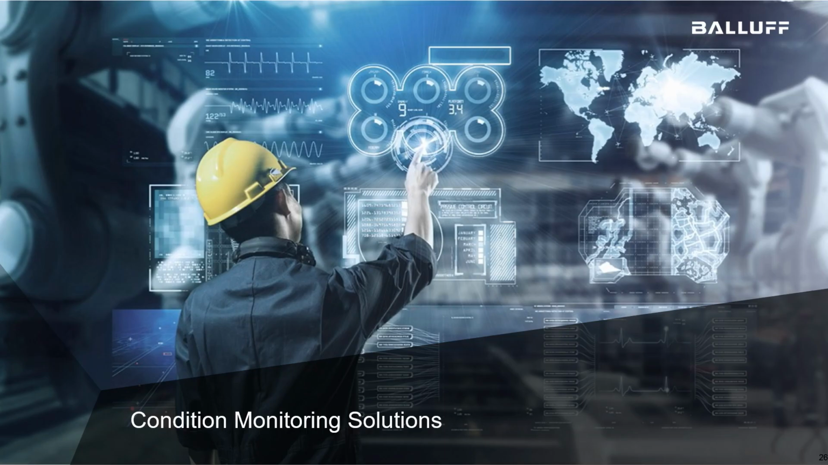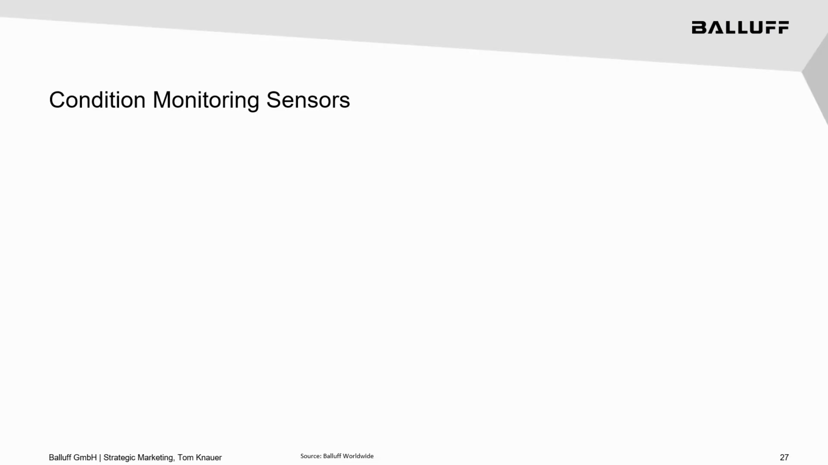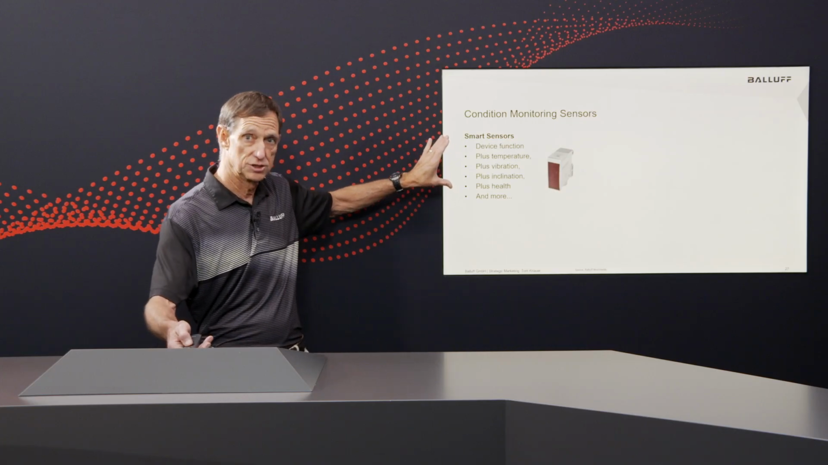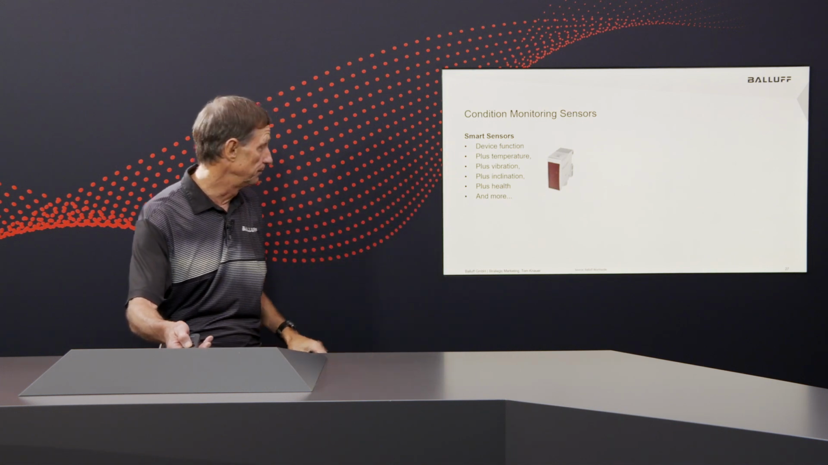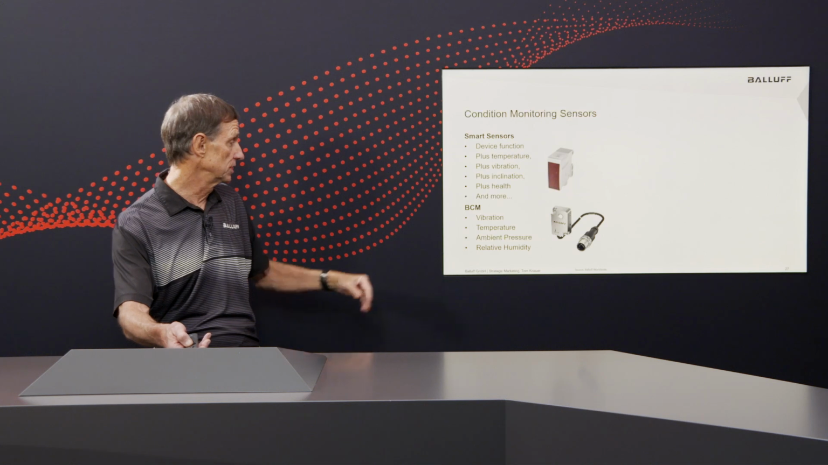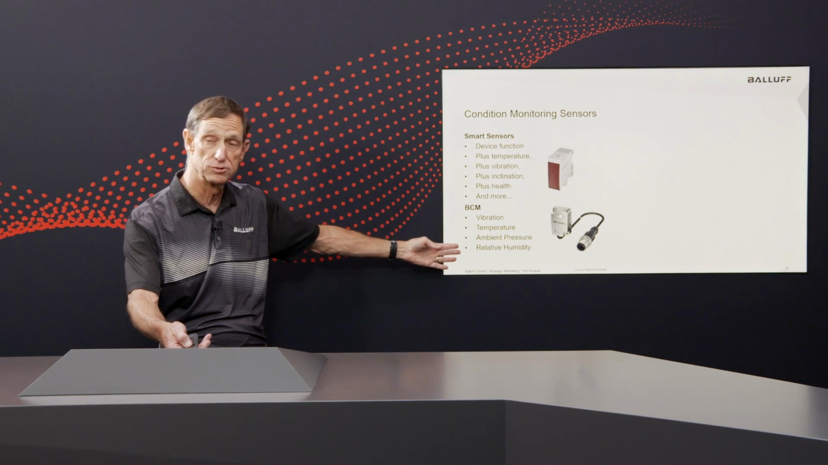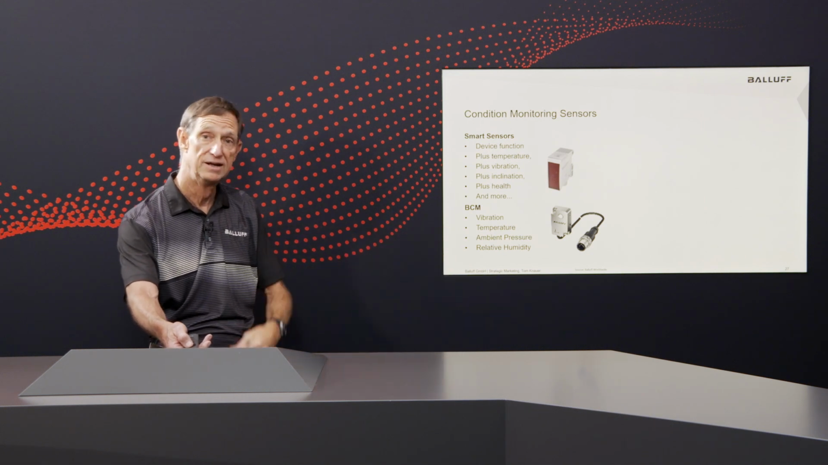So what are some solutions that are out there to help you detect and find those indicators? There's a wide range of smart devices that have condition monitoring built into their function in addition to the main function. In this case, we've got a photoelectric sensor, but it also will measure temperature, vibration, and inclination. Is it askew? Those are some of the things you can get with specific smart sensors that have condition monitoring built in. We have dedicated condition monitoring sensors that do vibration and temperature, with options for ambient pressure and relative humidity. So maybe measuring pressure and humidity in a controls cabinet to see if moisture is getting in there.